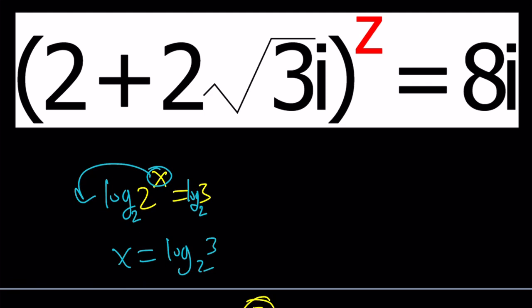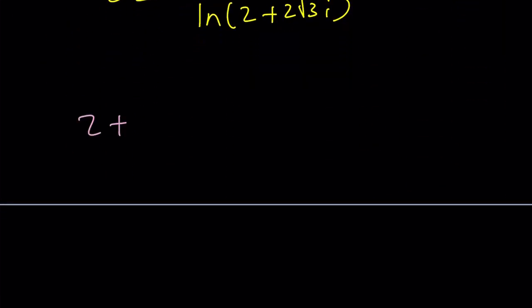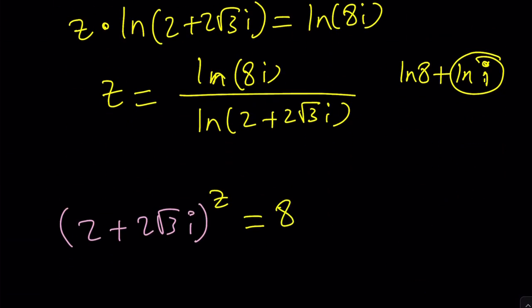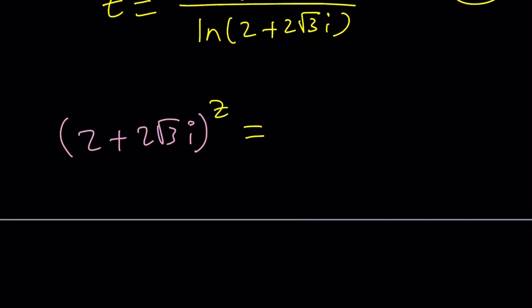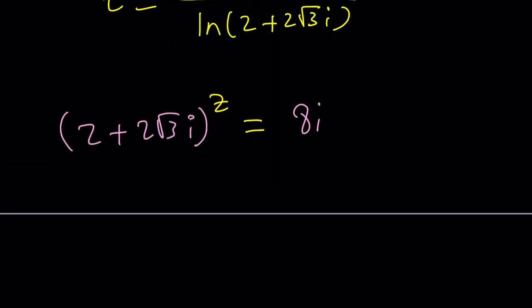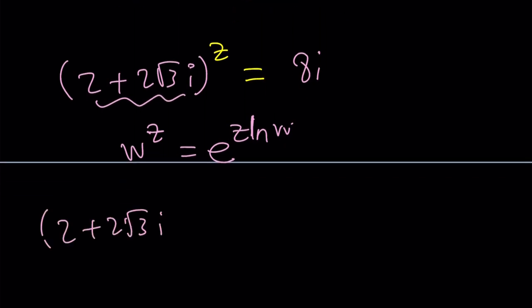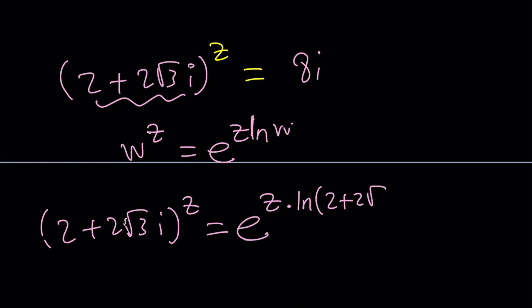Okay, so I'm going to start with the original problem, (2 + 2√3 i)^z equals, what was the right-hand side? I forgot for a second. 8i, okay. Now we're going to find z. Let's write this as an exponential. If you have something like w^z, you can write it as e^(z ln w), and this is going to be our w in this case. So (2 + 2√3 i)^z can be written as e to the power z times ln(2 + 2√3 i).